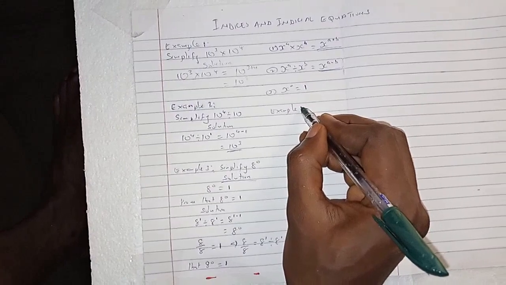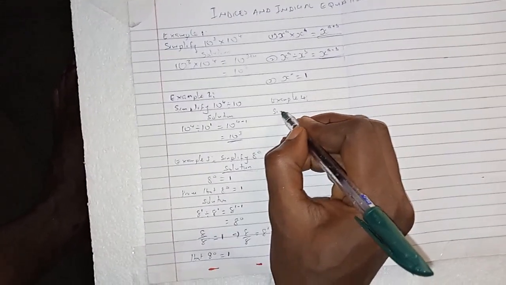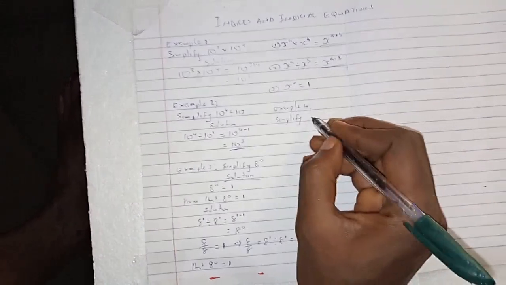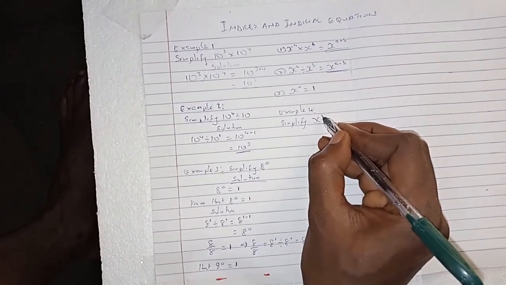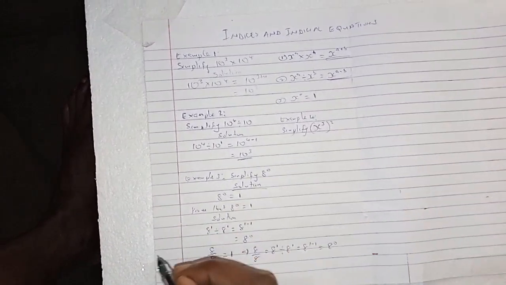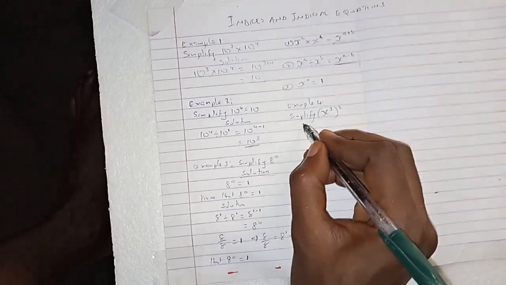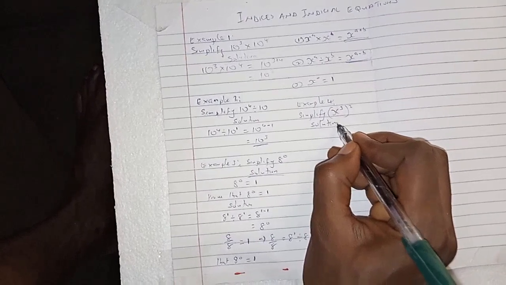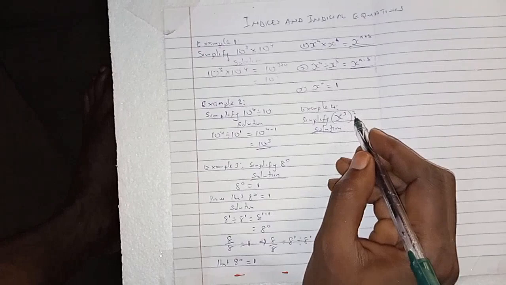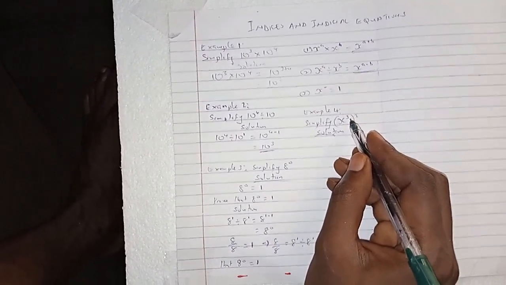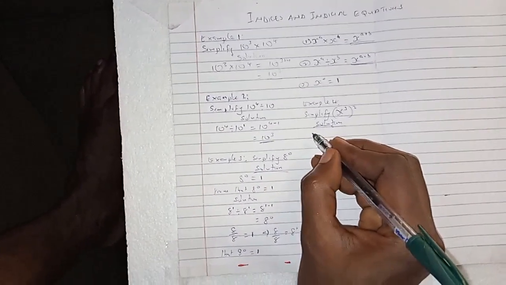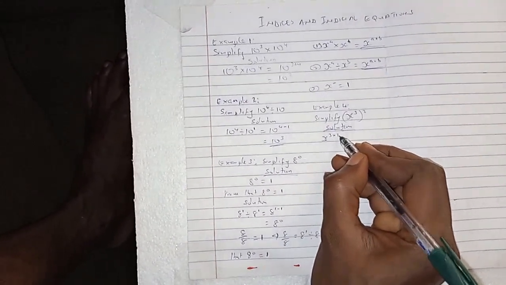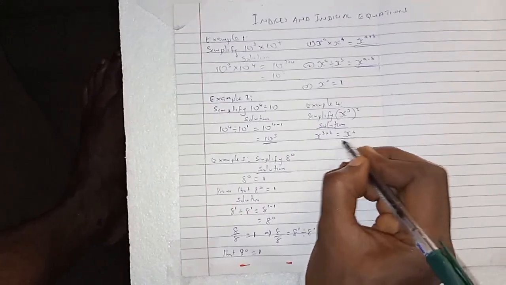Example 4. Simplify x raised to the power of 3, then everything in brackets to the power of 2. Solution. One of the laws says that if there is a power inside and also a power outside, we multiply the two powers together. So it gives us x raised to the power of 3 times 2, which is the same thing as x raised to the power of 6. Answer.